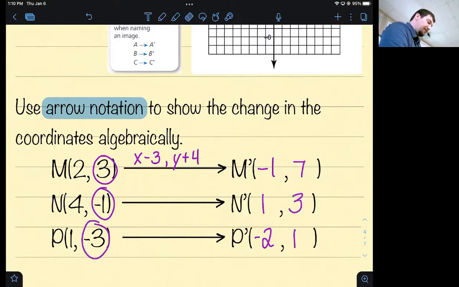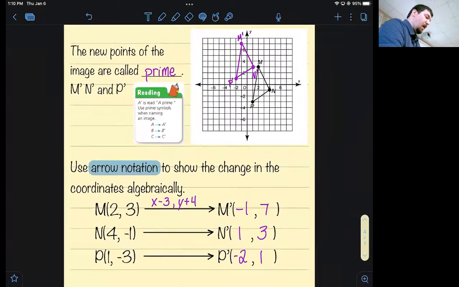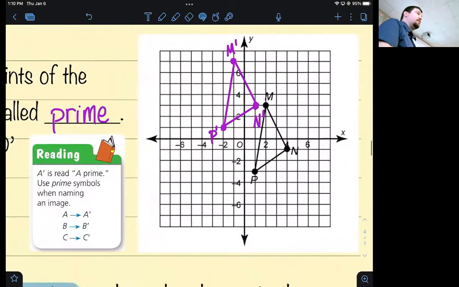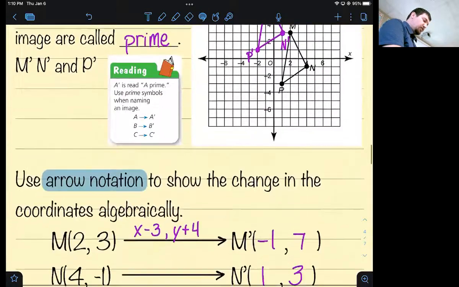1. Now, if I did it correctly, the 3 coordinates that I have here are going to match the same 3 that I just plotted a moment ago. So M prime, -1, 7, that checks out. N prime is 1, 3, that checks out. And P prime, -2, 1, that one also checks out. So when they ask you for the coordinates of a point, you don't actually have to graph it to be able to tell. You can just use arrow notation.